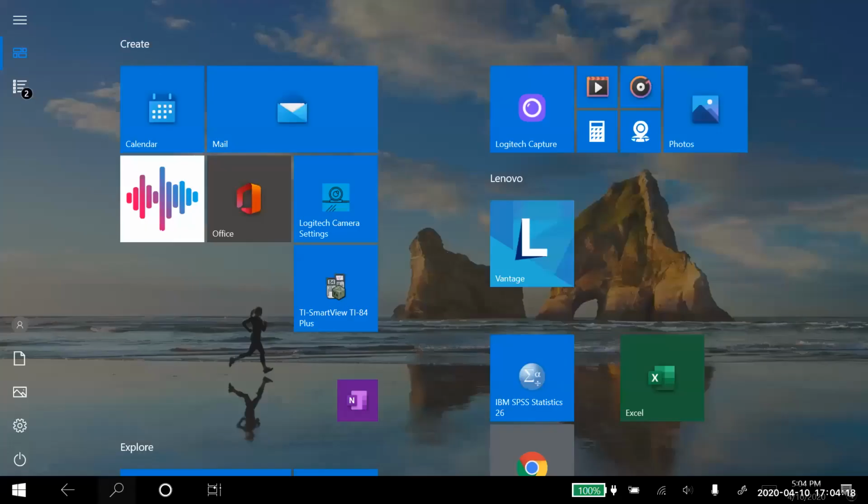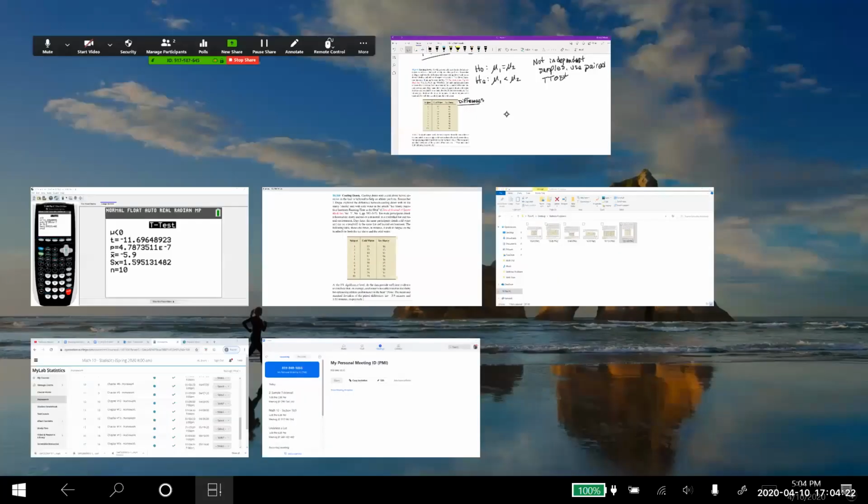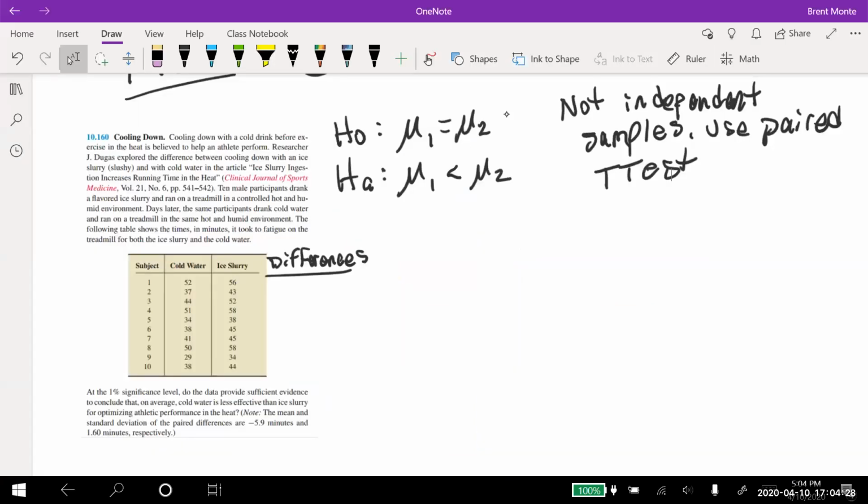Stop share. That is not what I wanted. Share screen. Let's go back to the screen. Okay. Let's pull up our working papers. Is that going to pull it up for you? There's a little lag here, I see. There we go.